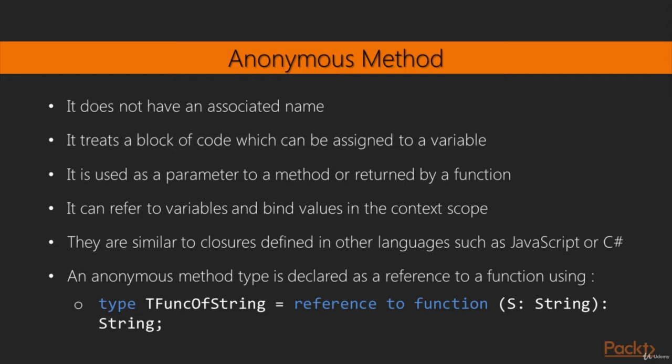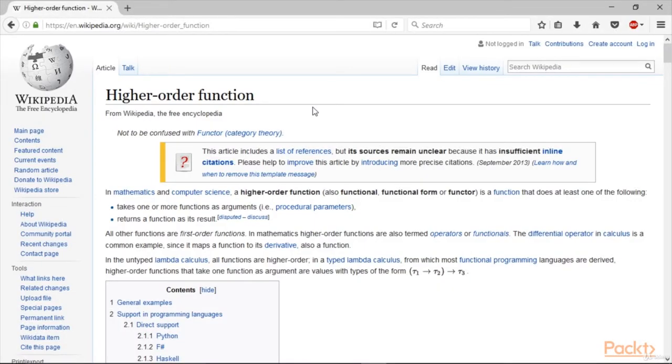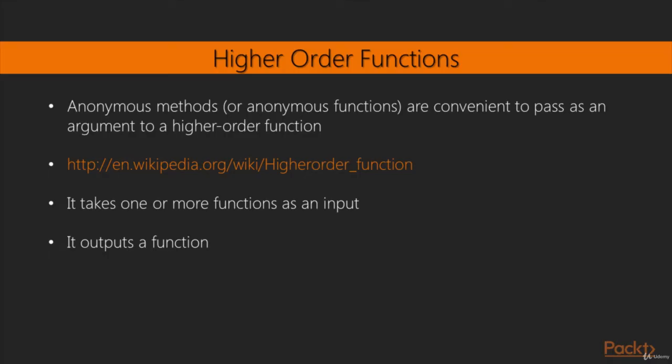Anonymous methods are similar to closures defined in other languages, such as JavaScript or C. An anonymous method type is declared as a reference to a function. Anonymous methods, or anonymous functions, are convenient to pass as an argument to a higher-order function. What's a higher-order function? Wikipedia gives this explanation. In mathematics and computer science, a higher-order function, also functional form, functional or functor, is a function that does at least one of these. 1. Takes one or more functions as an input. 2. Outputs a function. All other functions are first-order functions.